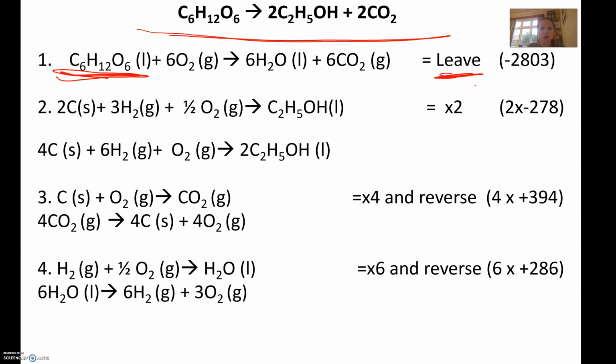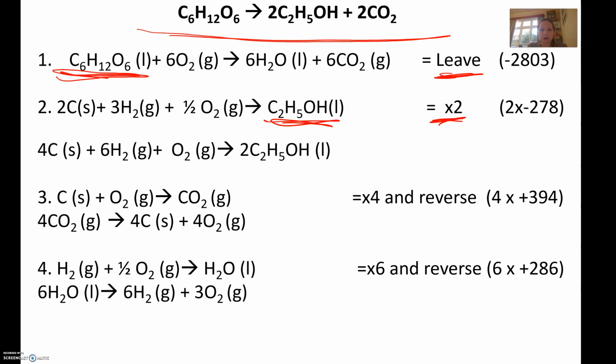To equation 2, you can see that we need the ethanol. We need it as a product, but we need 2 of them, so we're going to times that one by 2. Okay, and I've done that here. To the next equation here, this is a little bit tricky, and the reason why it's a little bit tricky is because you actually have to look at 3 and 4 kind of together now.